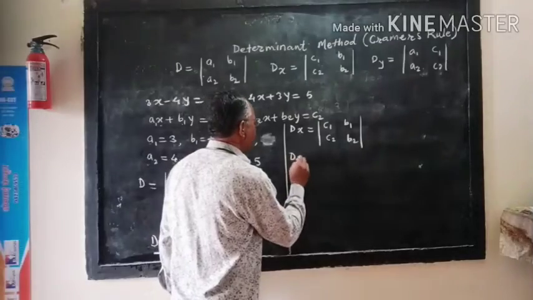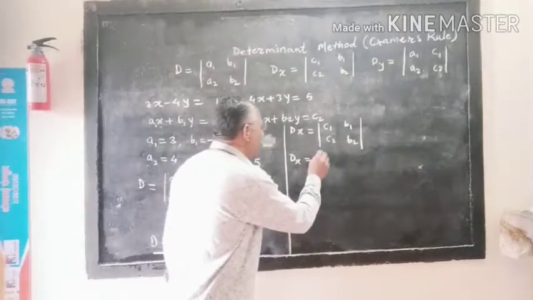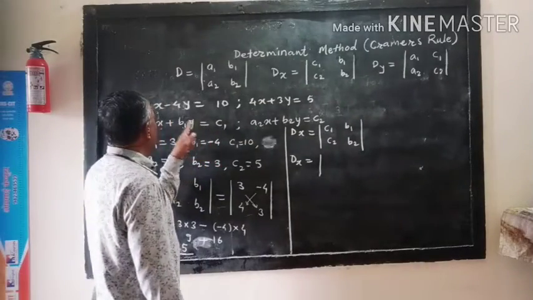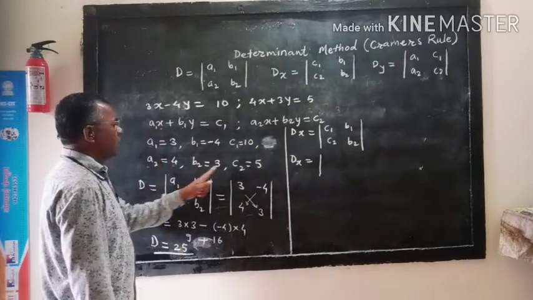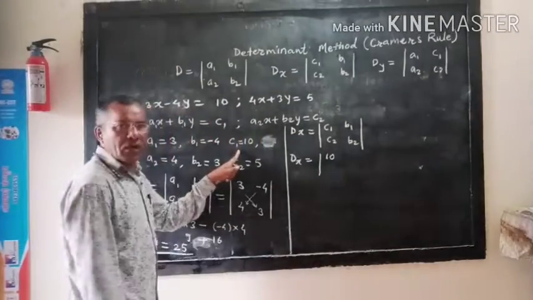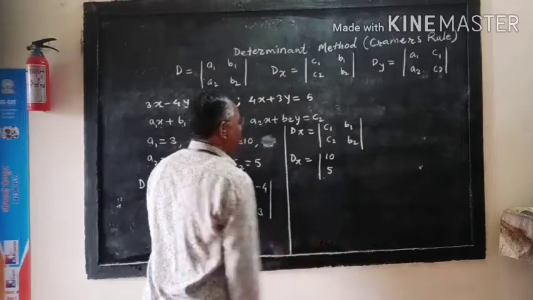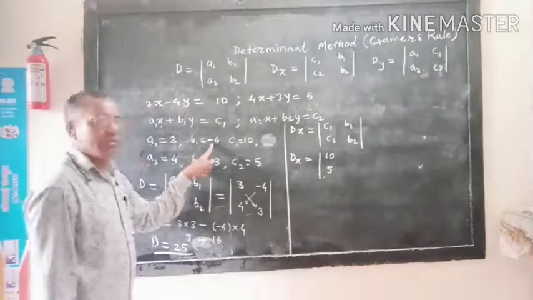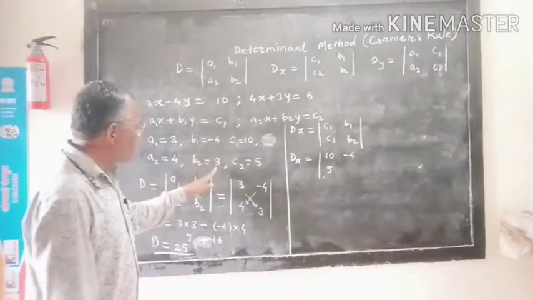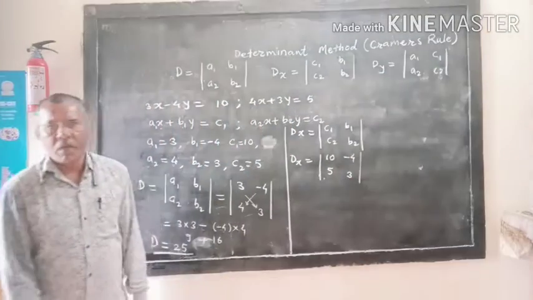d of x is equal to, see boys and girls, c1, c2 is now here. What is c1? Here c1 is equal to 10. What is the value of c2? Here c2 is 5. And b1, b2: here b1 is minus 4, and b2 is 3. In this way we have substituted the values.